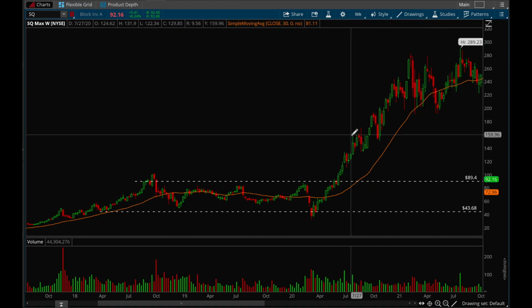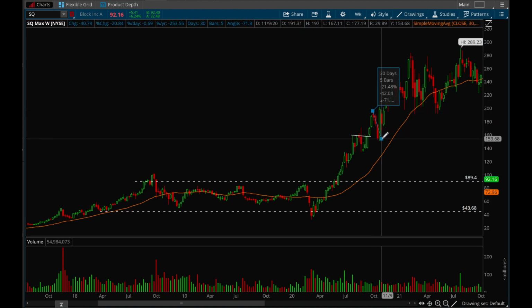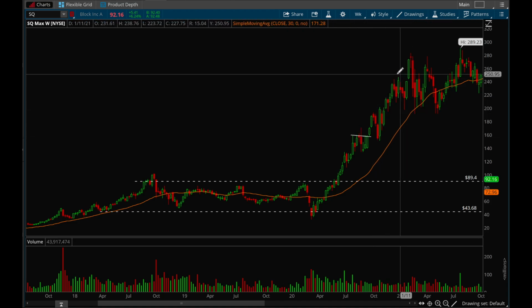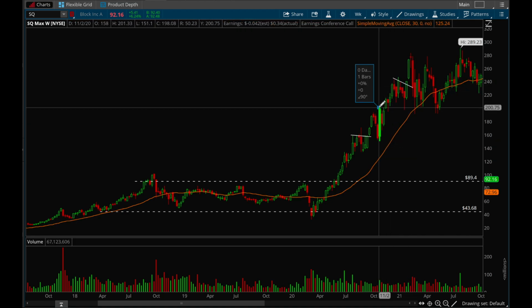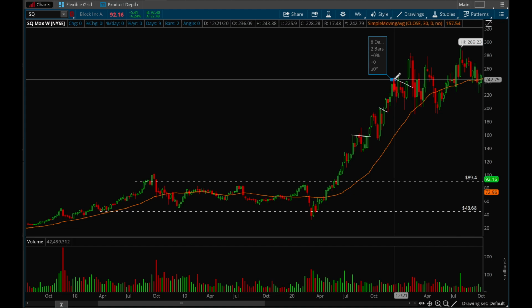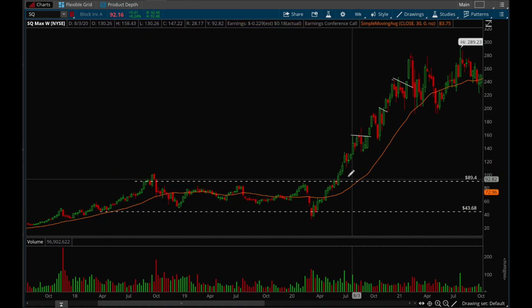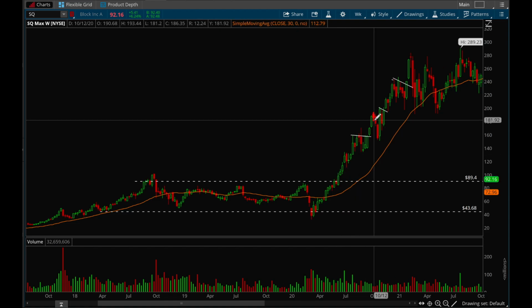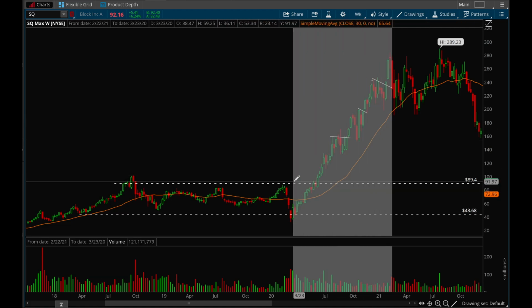Some mini corrections here: from here it corrected around 14%. Another mini correction here, 24%. Then some more flags here, a mini flag, and from here it corrected 20%. This entire base is stage 1. Once we break out of this base, we enter stage 2, so this entire area from here to here is all stage 2.